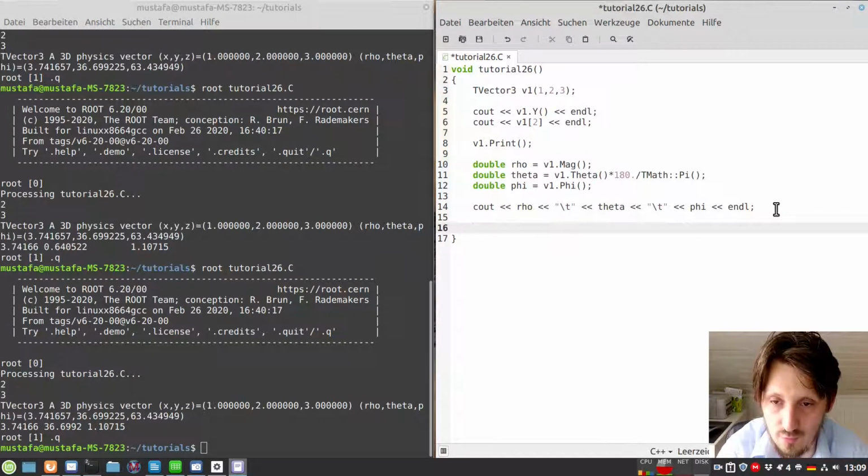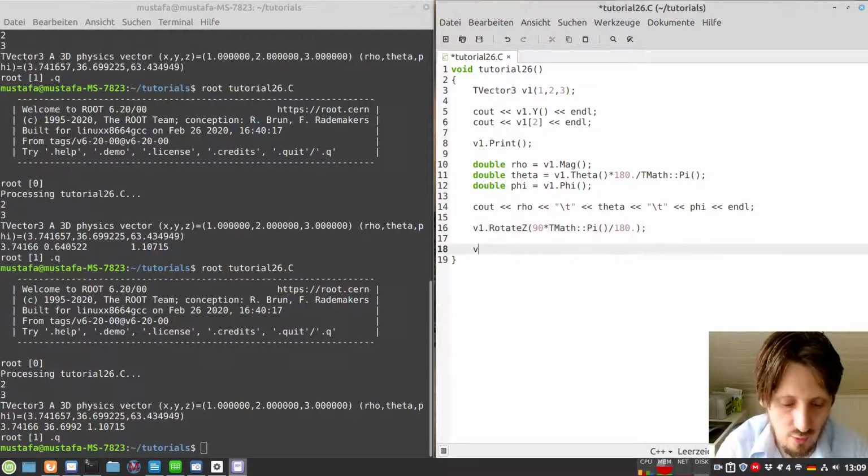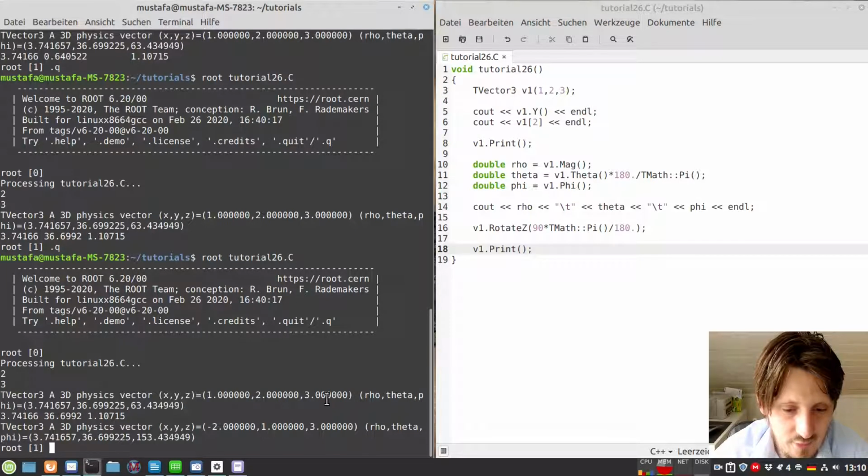Another nice thing that you can do with vectors, I mean, this is already very nice, but you could also easily rotate a vector, for example. So you could just write, for example, v1.Rotate, and then let's rotate it 90 degrees around the z-axis. So we can write RotateZ(90 times TMath::Pi() divided by 180), because again this function takes the angle in radian. And now we can again print this vector and see what changed. And the z value of course remains the same. This makes full sense because we rotated around the z axis, but these other values x and y change.